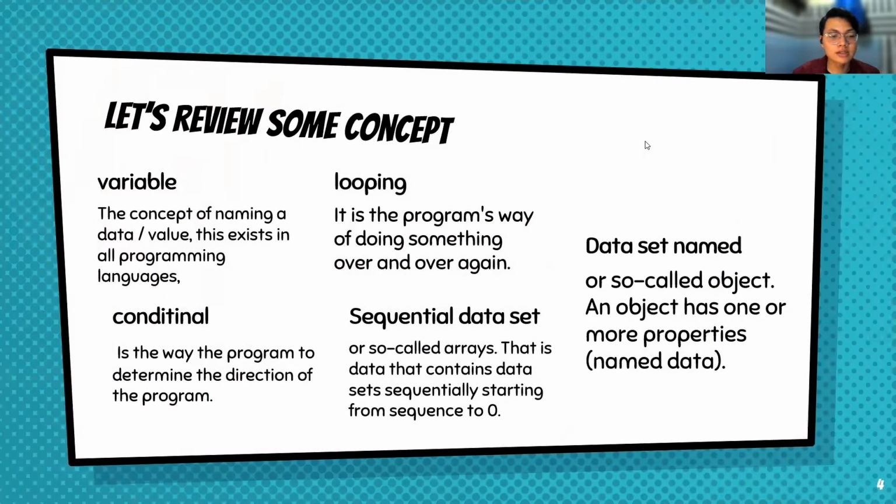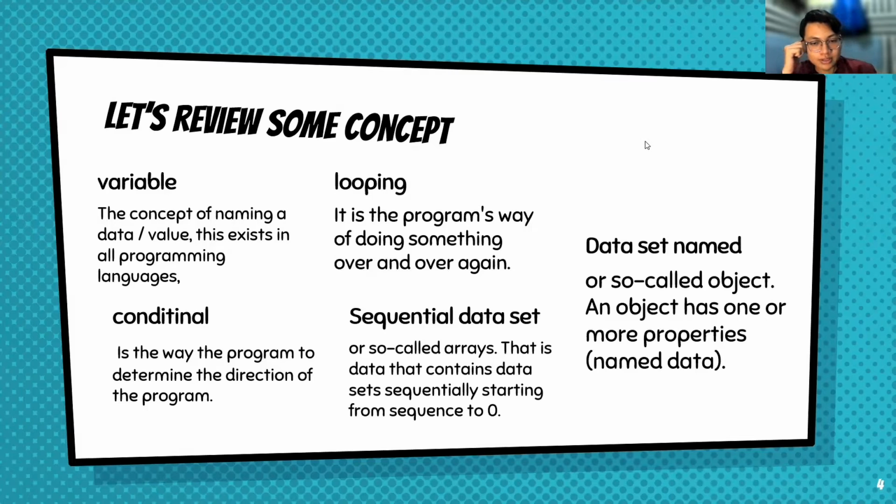Fundamental programming has several concepts that must be understood. The first concept is variable, the concept of naming a data or value. This exists in all programming languages. Concept 2, looping. It is the program's way of doing something over and over again. And concept 3, conditional, is the way the program determines the direction of the program.